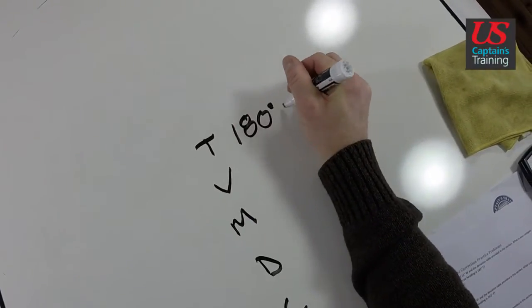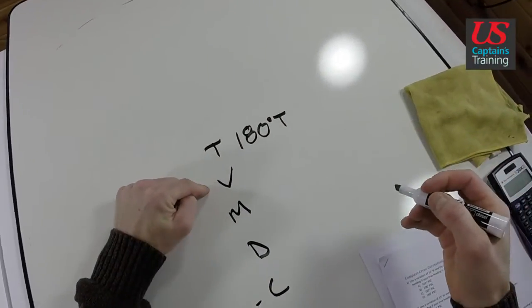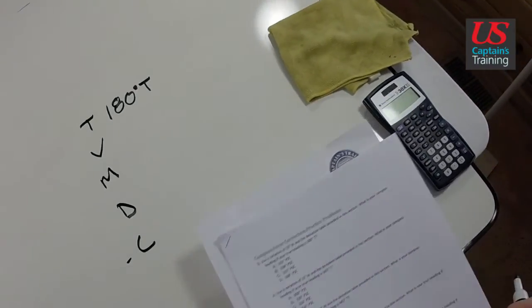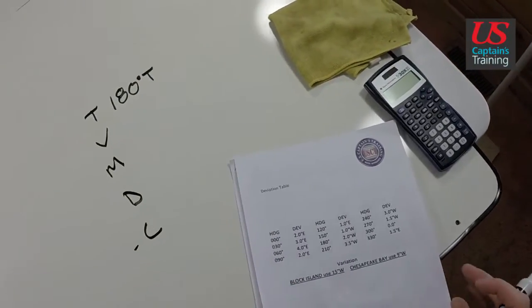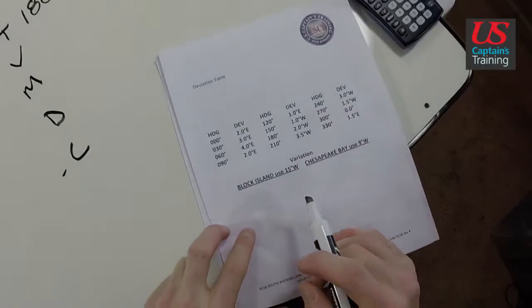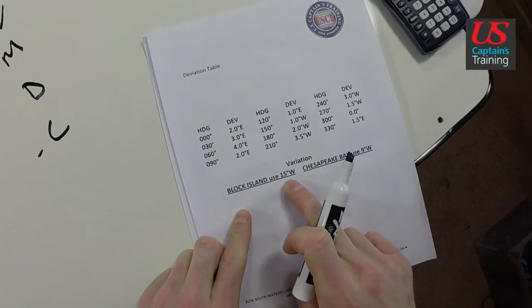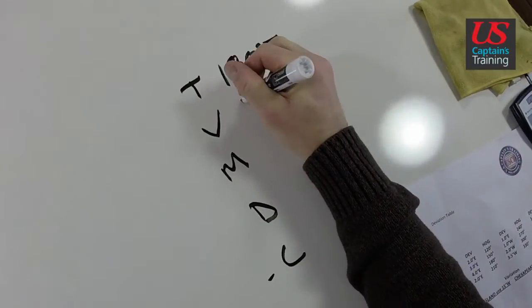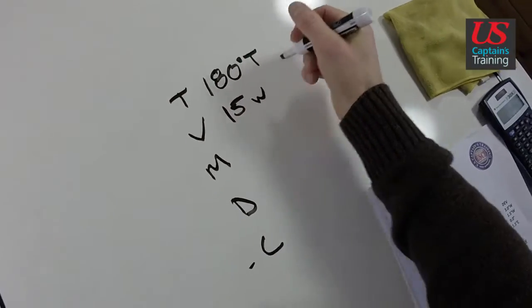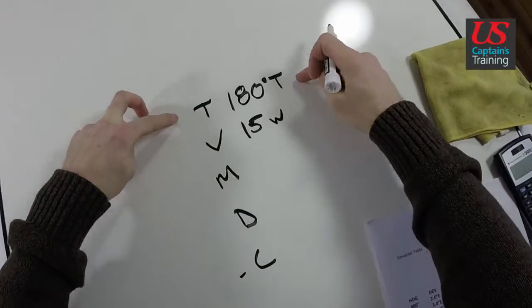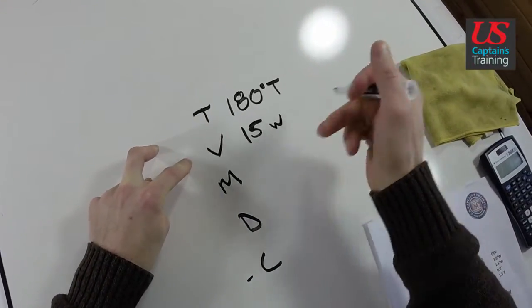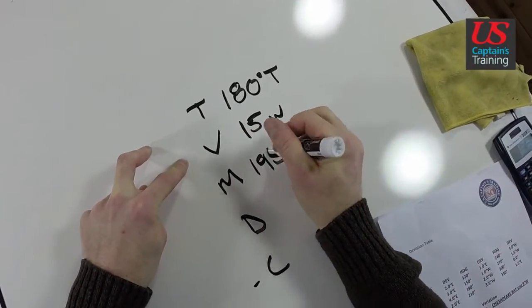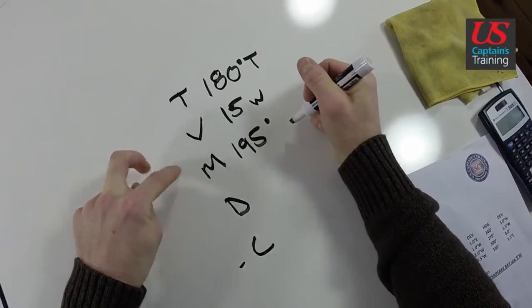180 degrees true. Variation. We're on Block Island. We're using chart Block Island Sound and Approaches chart 13205. So it says here, Block Island, use 15 west. So we use 15 west variation for all of these problems. And we're going down, we add west. So this is 195 degrees magnetic.